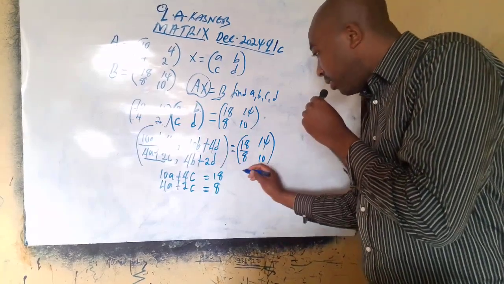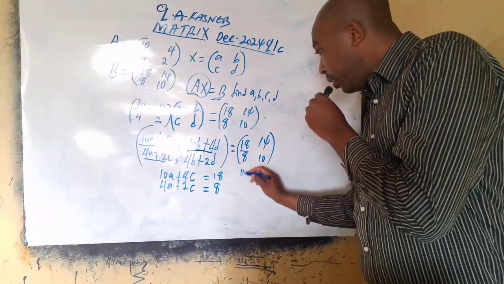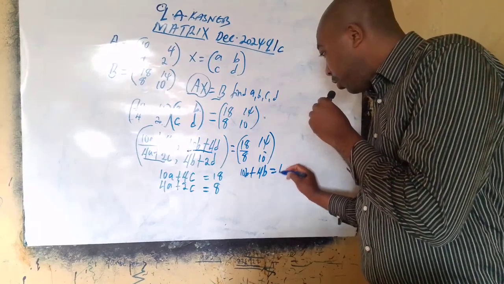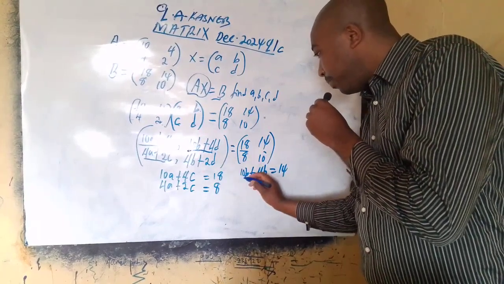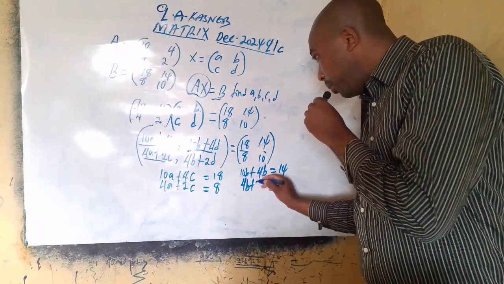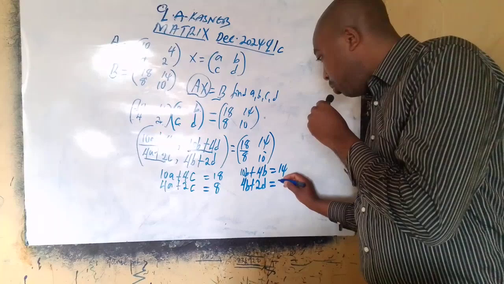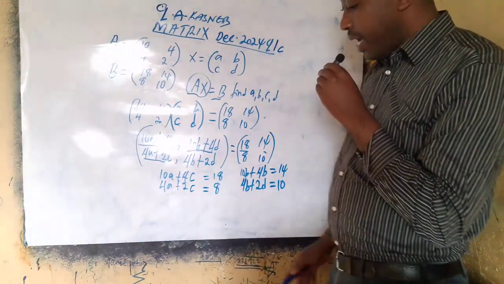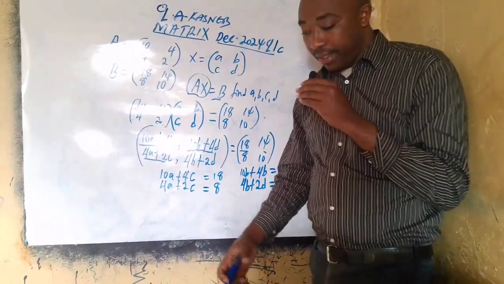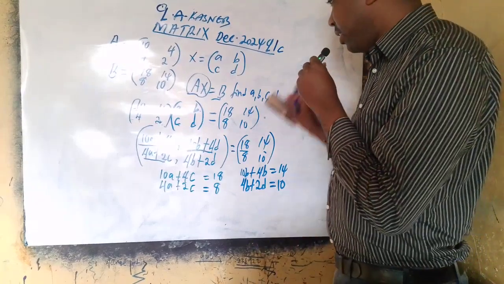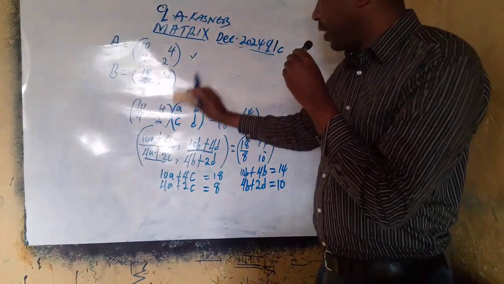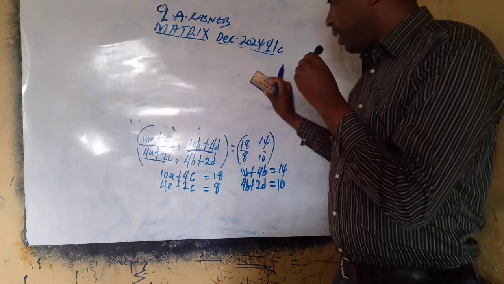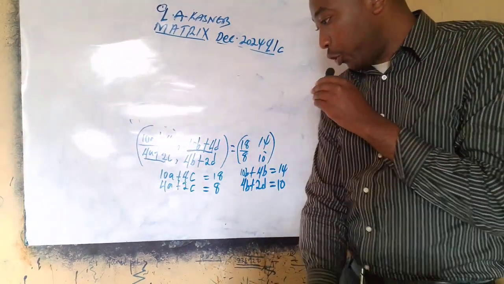When I come to this also, I will say 10B plus 4D is equal to 14. Also, 4B plus 2D is equal to 10. This is also a simultaneous equation. And since we want the value of A, B, C, and D, we can now proceed. Let me wrap up here so that we can solve this simultaneous equation.